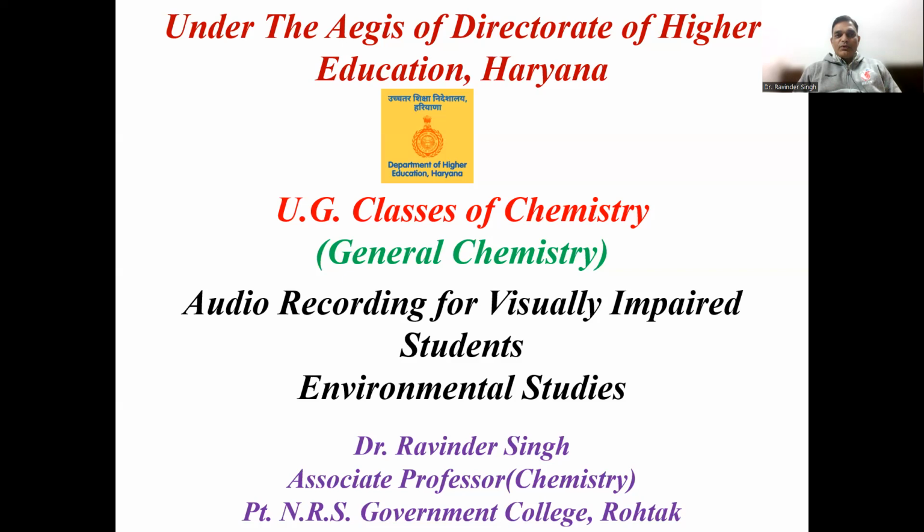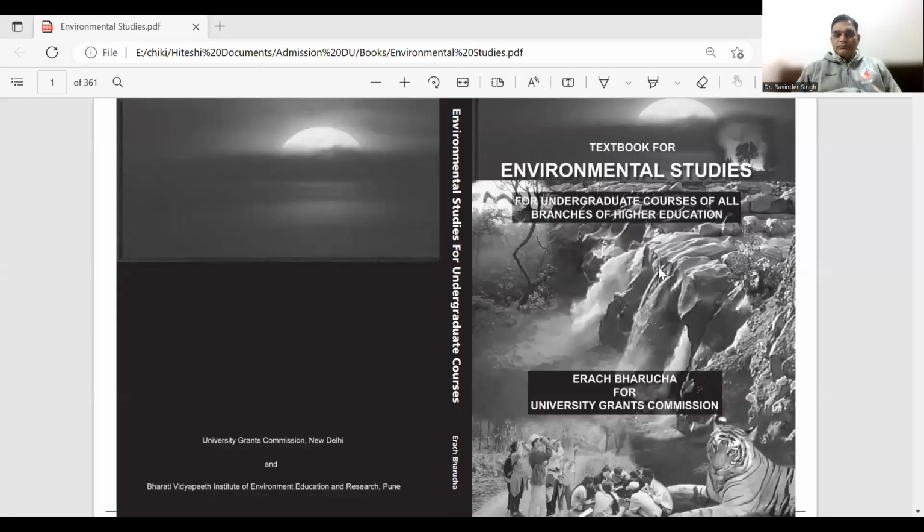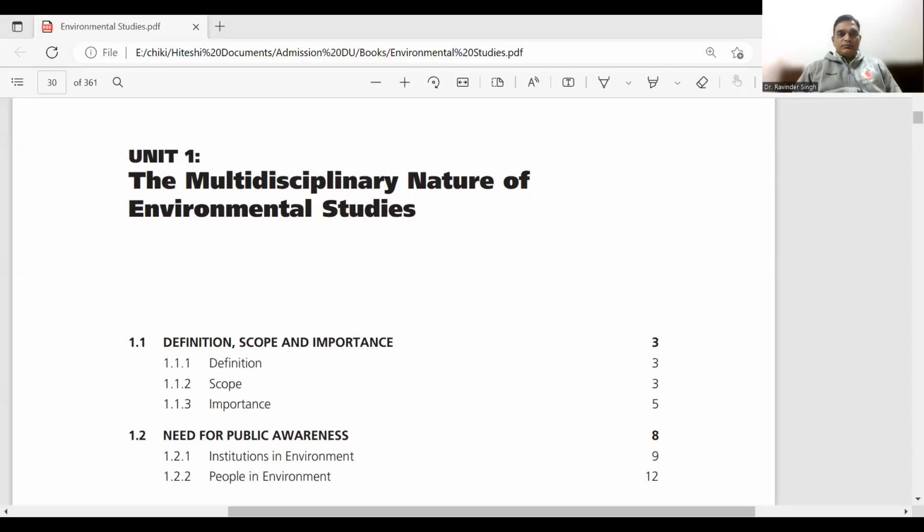In today's session of audio recording for visually impaired students, we will discuss the first unit of environmental studies, that is from a book which is designed by the UGC. The name of the book is a textbook for environmental studies for undergraduate courses of all branches of higher education. The first unit is the multidisciplinary nature of environmental studies.